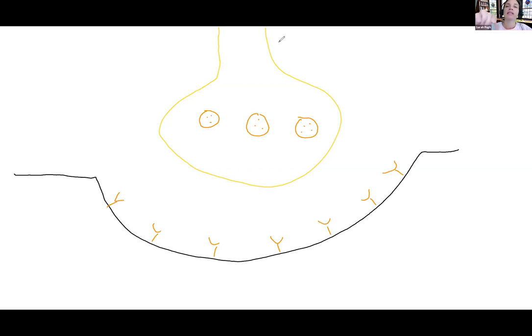So the first thing that's going to happen is the impulse is going to come down the neuron. Okay, so the brain is telling the muscle, hey, we're ready to contract. So here comes that impulse down the neuron. The next thing that's going to happen is calcium channels are going to open.